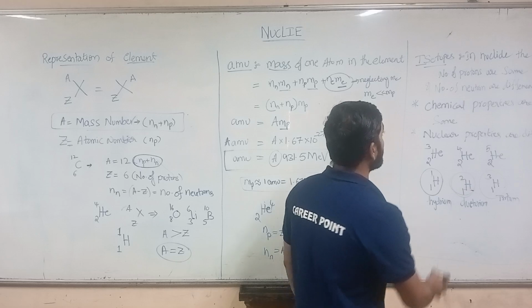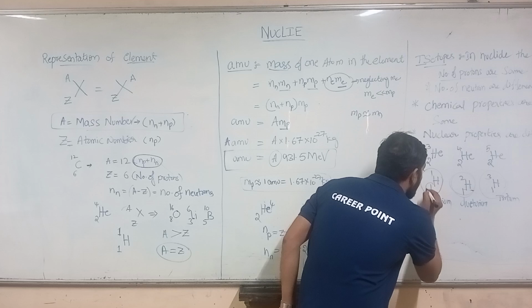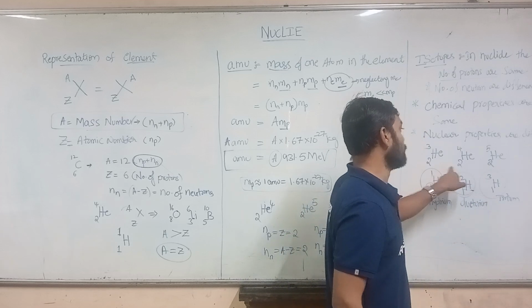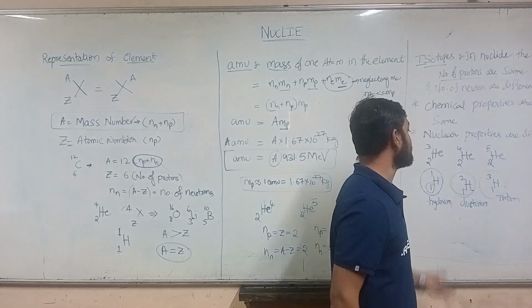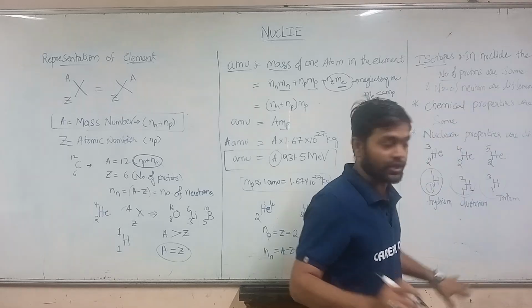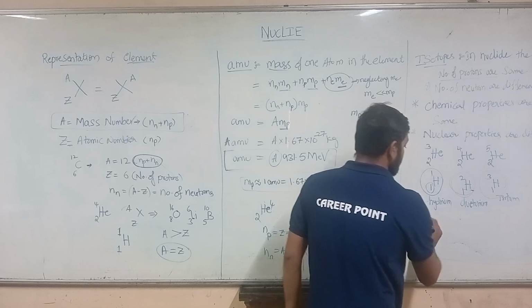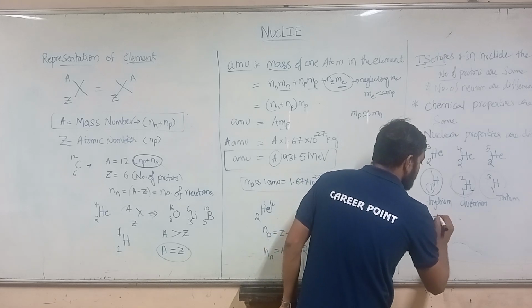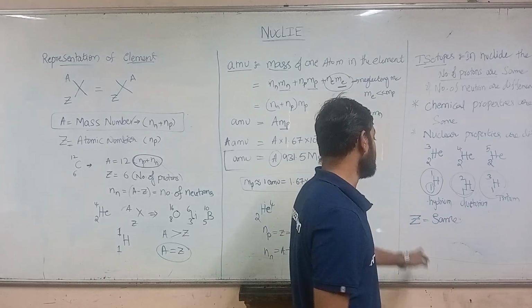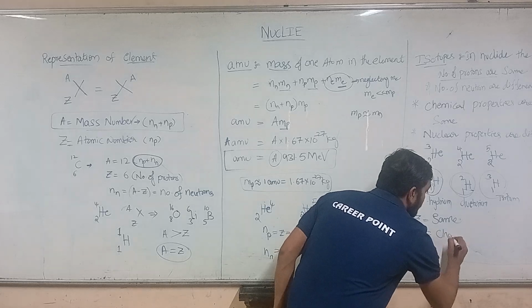So here what happens? The number of protons is similar. See here we have the number of protons 1, 1, 1 for hydrogen, and here the number of protons 2, 2, 2 for helium. So the number of protons is not changing. That means the Z value is not changing, it is the same. But here the A value is changing.